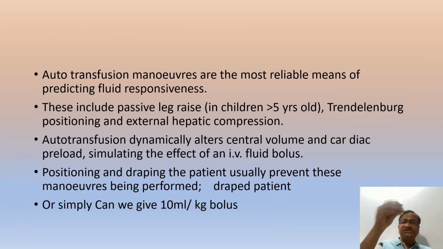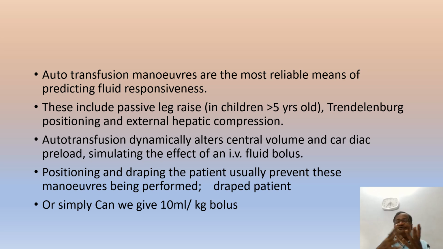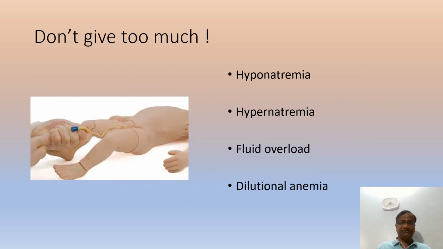Auto transfusion measures are the most reliable means: passive leg raising, external hepatic compression, which dynamically alter cardiac preload. So positioning and draping the patient usually prevents these manias. How is everything draped, how can you do external hepatic compression and all? So if it is not possible, give a 10 ml per kg bolus. This is what is called a fluid response test. Don't give too much.